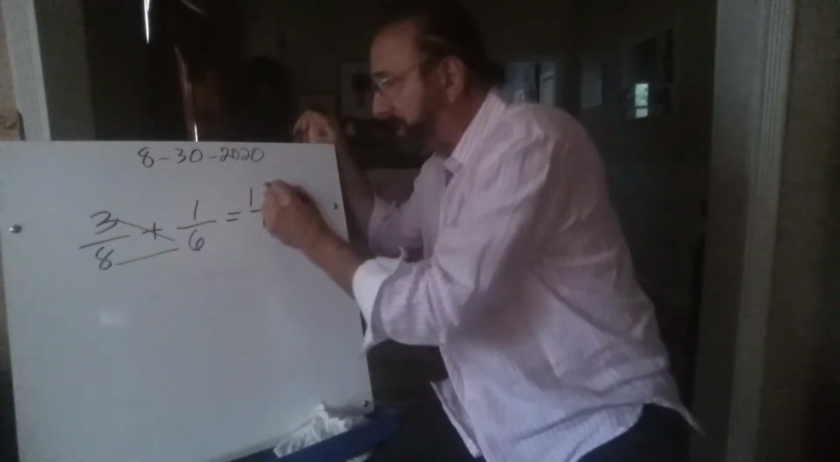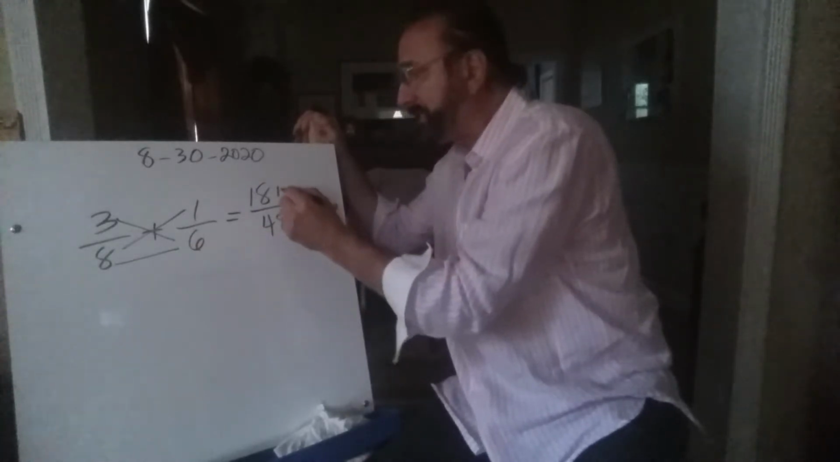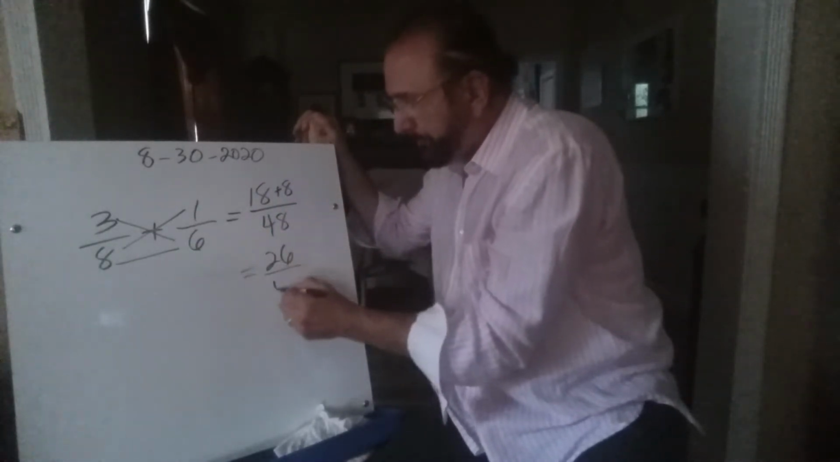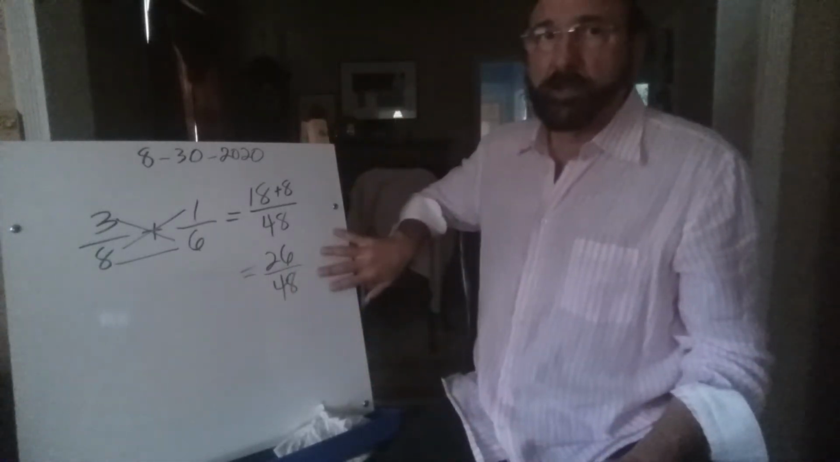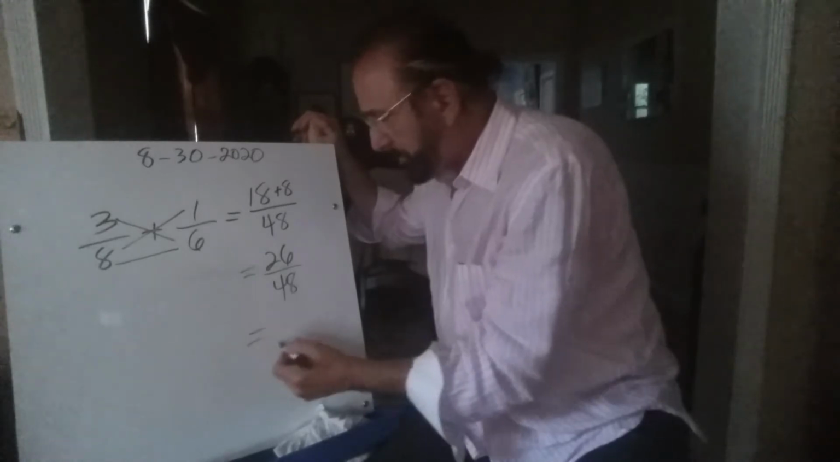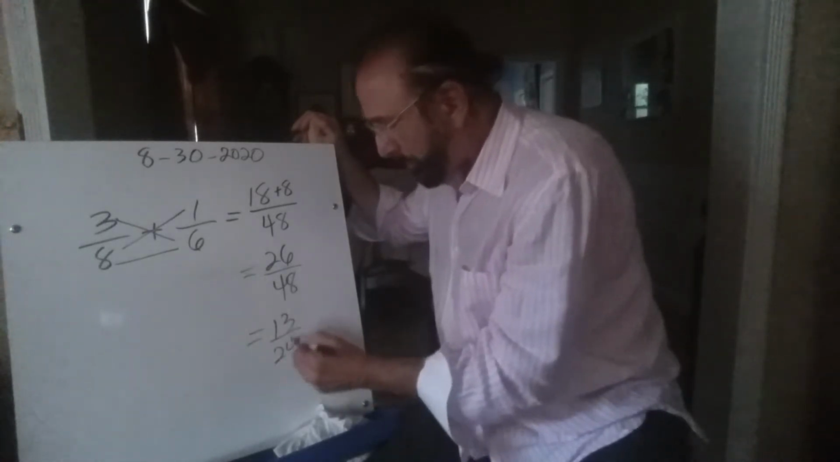3 times 6 is 18. 1 times 8 is 8. Looks like you've got 26 over 48. They're even numbers, so I know I could divide by 2. This is 13 over 24.